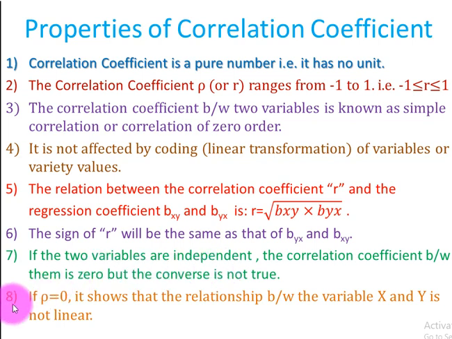the property number 8 is if rho or r is equal to 0, it shows that the relationship between the variables x and y is not linear. As I said in the 7th property, if the correlation coefficient becomes 0, it doesn't mean that the variables are independent. It may be dependent but not linearly. So in this property number 8, they say that if it becomes 0, the relationship between x and y is not linear. There may be dependency but not linearly.